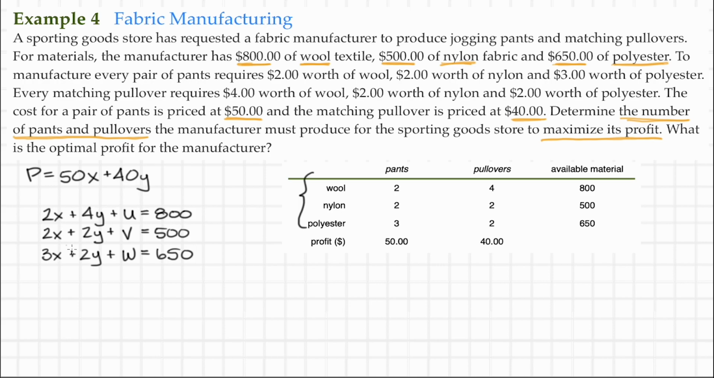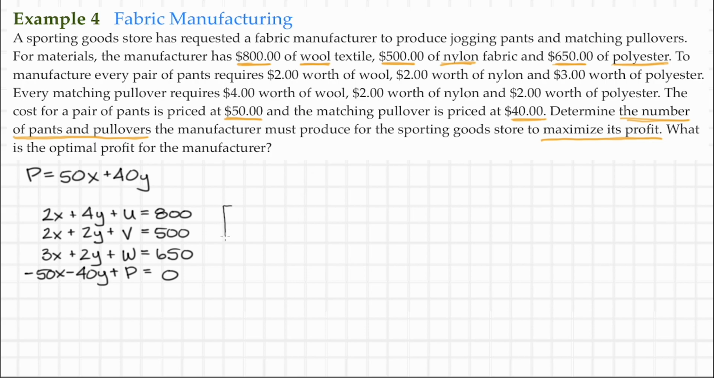So then we also want to include our objective function here, our profit, but we have to rewrite this so that all the variables are on one side of the equal sign, then it's equal to 0. So then we'll write this as negative 50x minus 40y plus p, and that's going to be equal to 0. So now that we have all of our linear equations with slack variables and including our objective function, we could go ahead and build the simplex tableau from here.